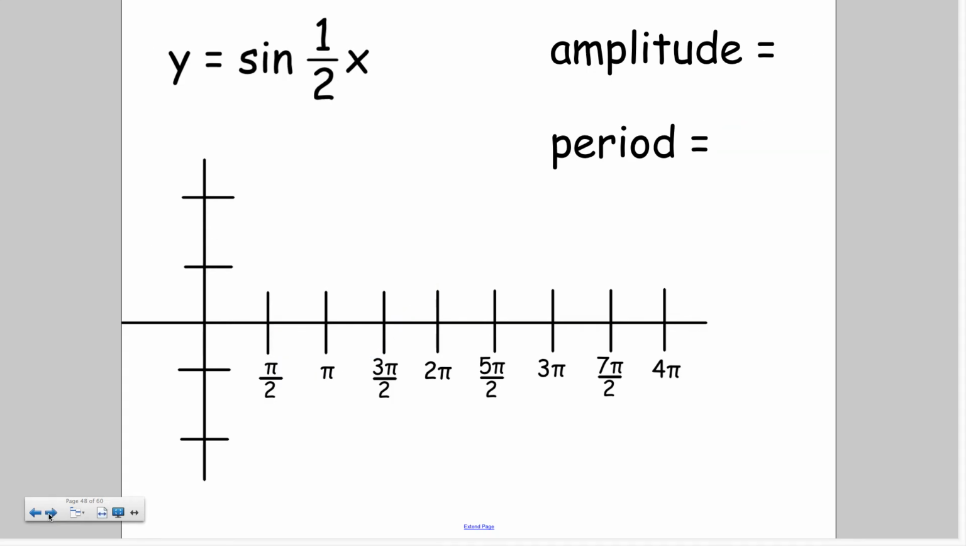Right, number in front is 1. Then we've got 2 pi over 1/2. And in my calculator, I'm going to put 2 divided by 1/2, which is 4 pi. So remember, with sine, it looks like that. So amplitude is 1.